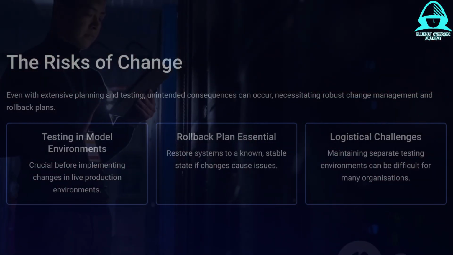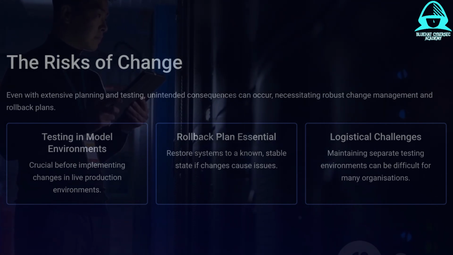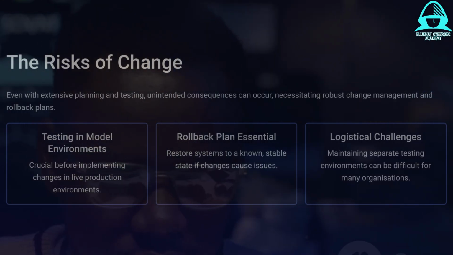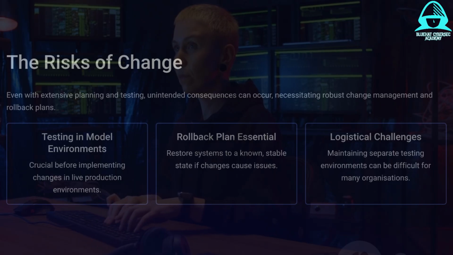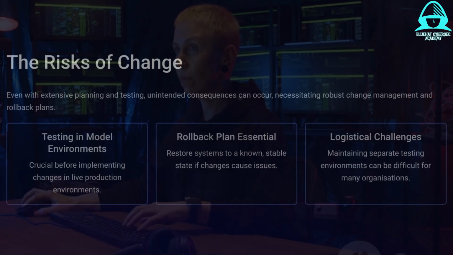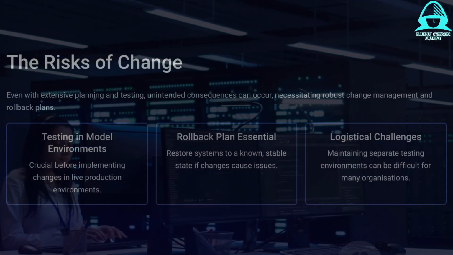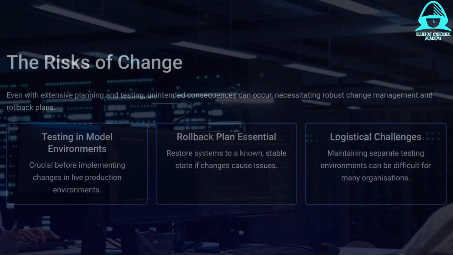A rollback involves restoring a system to the state it was in before a change was made, returning it to a known, stable, and properly functioning condition. Before introducing changes into an environment, organizations must review and test all patches and ensure they can restore the previous configuration if necessary. Maintaining a separate testing environment can be a logistical challenge for many organizations.